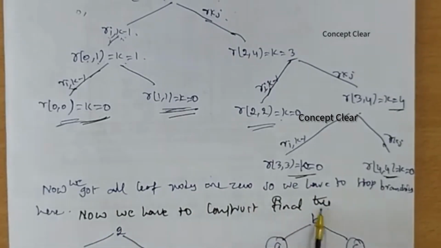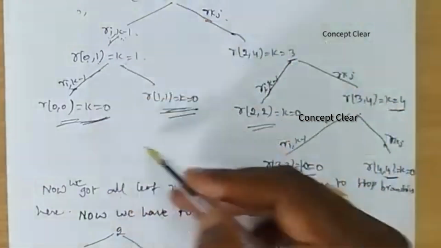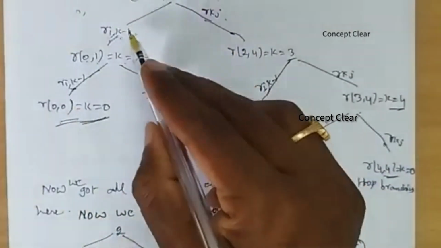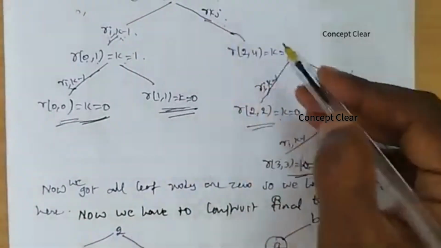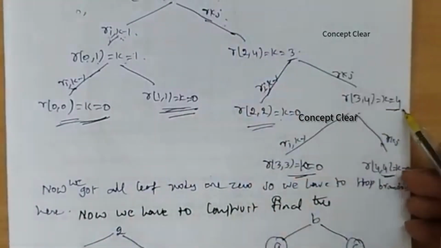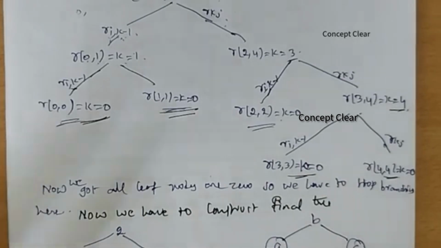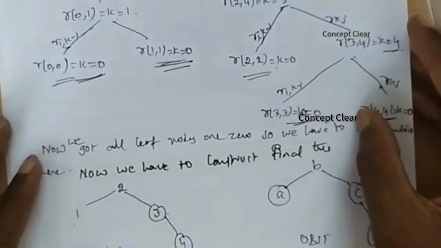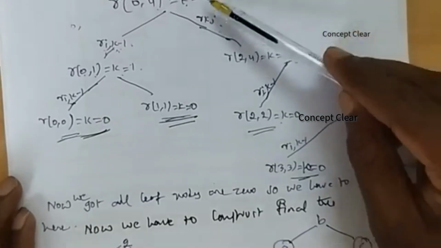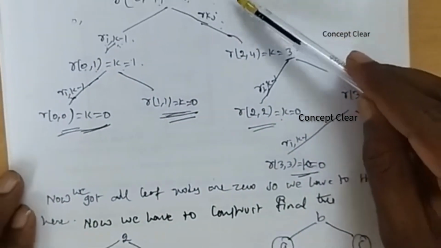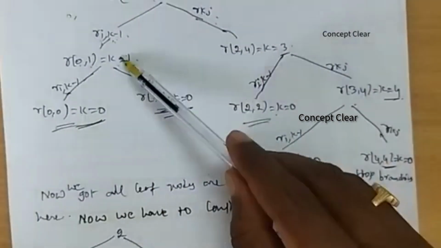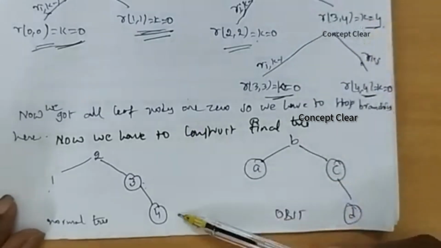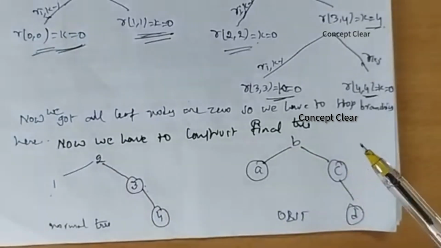Now we have to construct our final tree. According to this diagram, we only consider the K values. What is the K value here? 2. What is the K value here? 1. Here the K value is 3. Here the K value is 4. This is the normal diagram. Here 2 is written, next 1 is written, here 3 is written, and 4 is written. And what about the optimal binary search diagram?